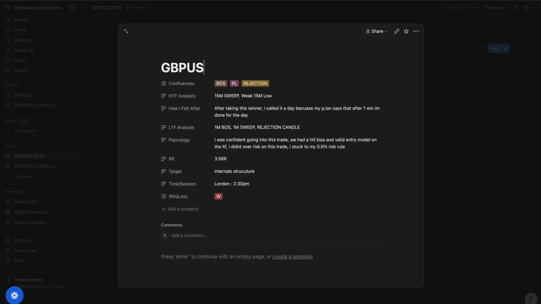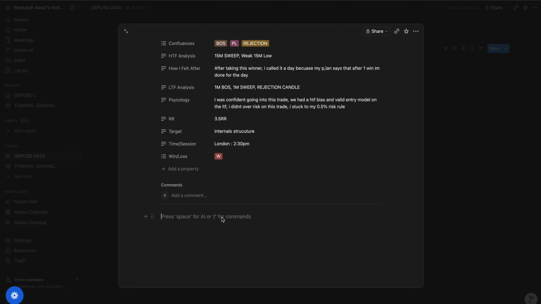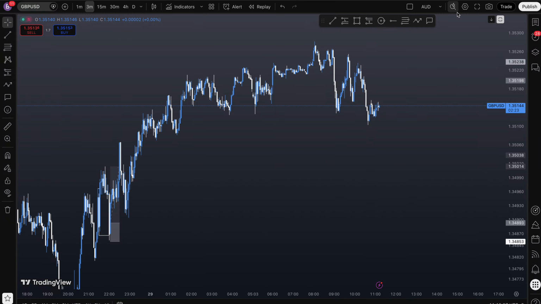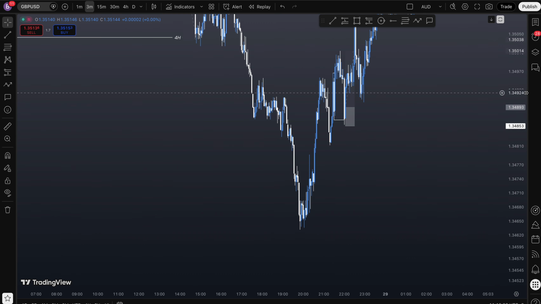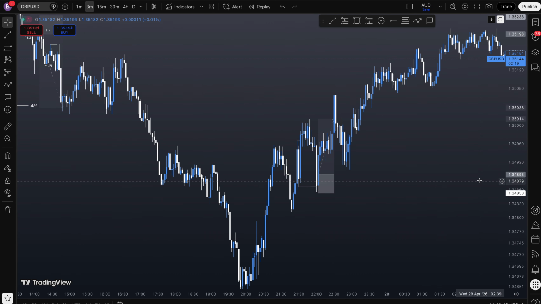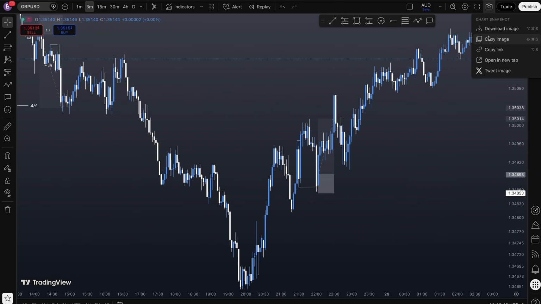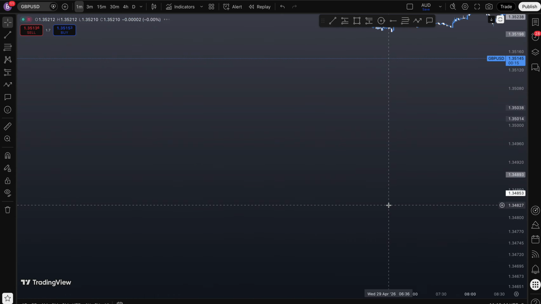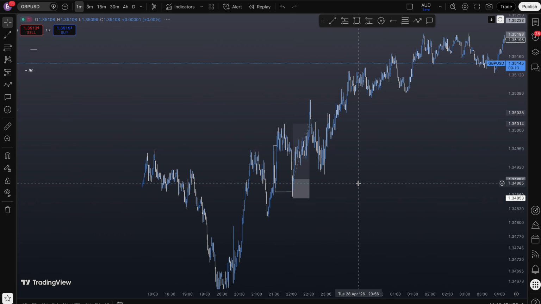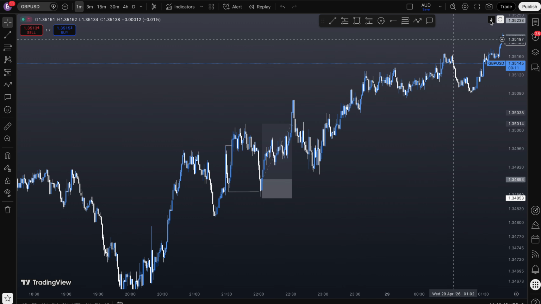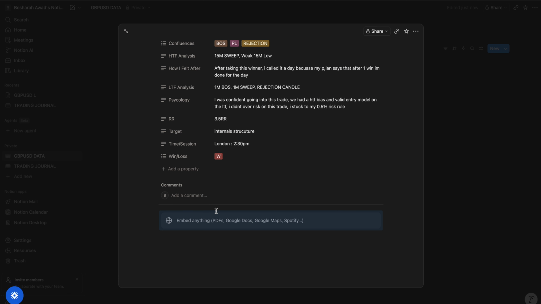So here I'm going to write GBP USD and I'll either write win or loss. And then you simply go to your chart, get a photo of your trade. So let's say this trade over here on the 1 minute time frame. So you're on your execution time frame, which was the 1 minute for me. So let's say this trade over here. I'm going to copy the image, come back to my Notion, post it over here.